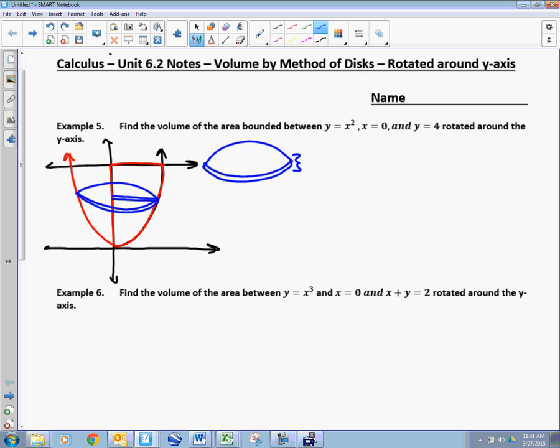What's the thickness of that disc? dy, as opposed to dx. As soon as you identify that you have a thickness of dy, you are then committed to setting up a problem with y's as your variables. So our bounds will be y values, and our variables will be y.